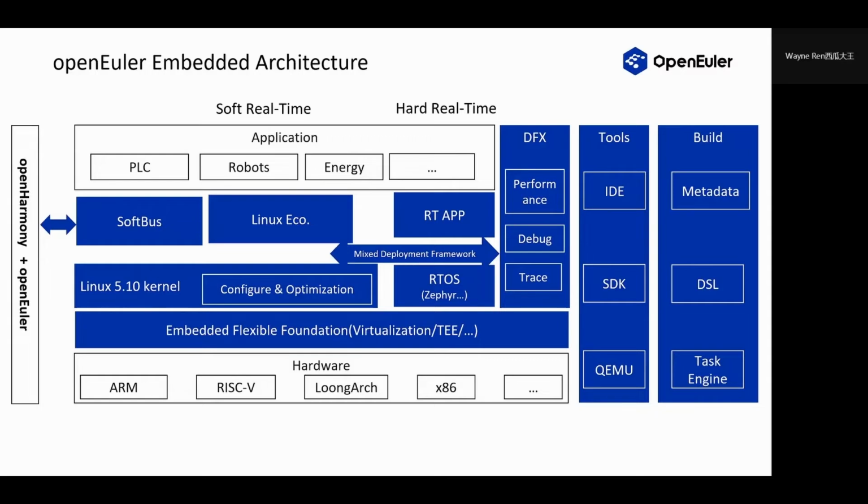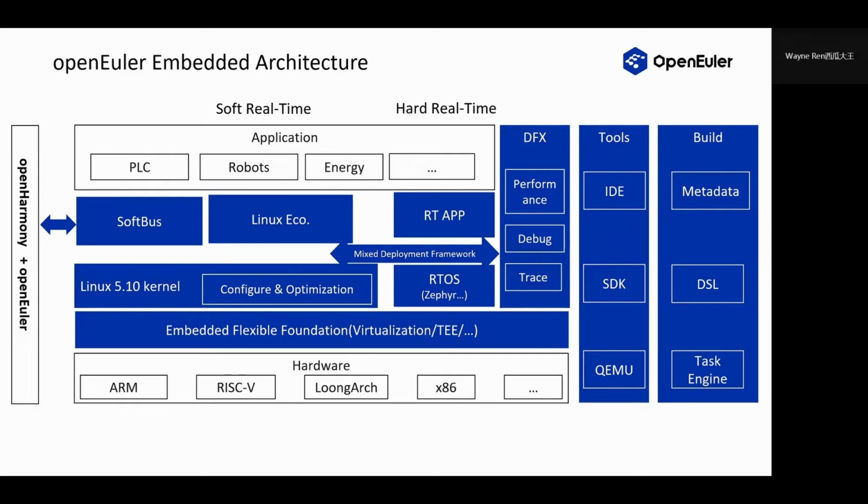The typical application fields of openEuler embedded are industrial IoT. For example, PLC, robots, energy, where a general OS like Linux is required. And we want to build a solid common base to attract users and vendors to construct their applications on openEuler embedded with application-specific know-how.